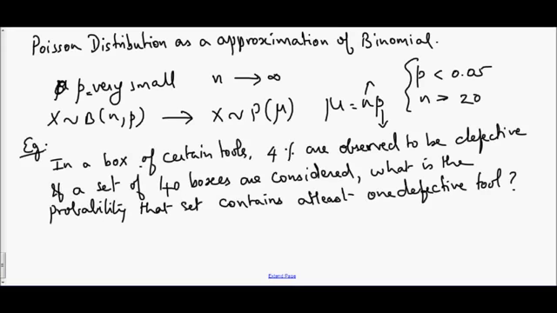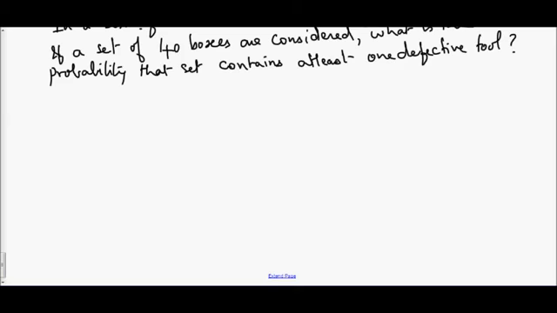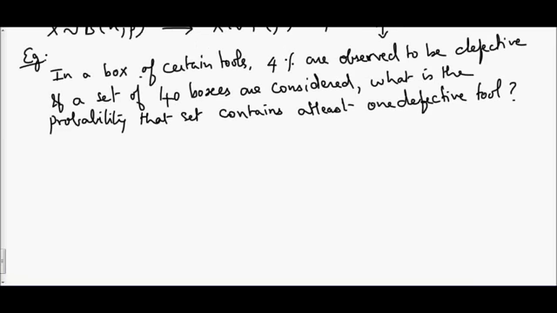In a box of certain tools, 4% are observed to be defective. So in one box, 4% is observed to be defective. If a set of 40 boxes is considered, what is the probability that the set contains at least one defective tool?